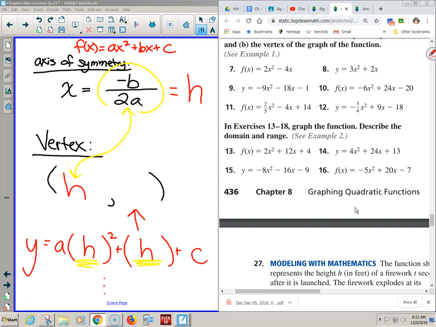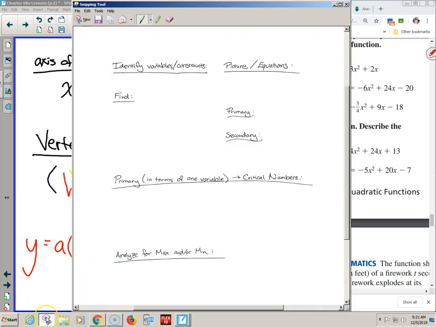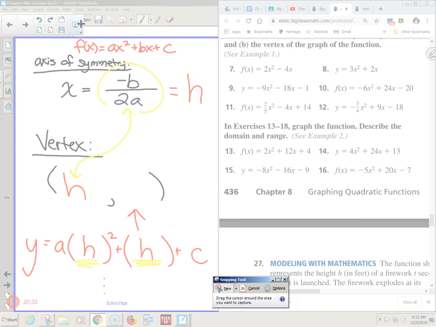If I was trying to do a number, what was the hardest one? 7, 8, 9, 10, 11? Did anybody have a particular one that they were stuck on? Yeah, 11. Why, Adrian? Fraction. And so if you had a question of like, how do I do 11? Well, let's answer that homework question as we practice what we just wrote down about axis of symmetry and vertex.